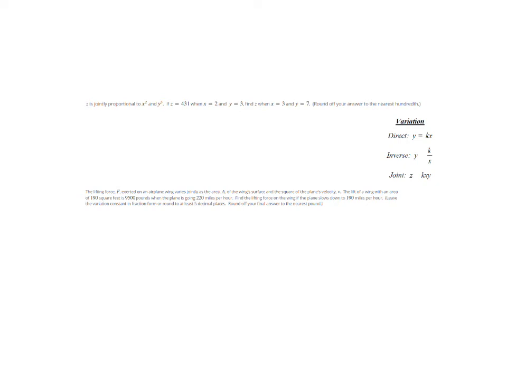Let's see what we've got. It says z is jointly proportional. So if it uses that word joint, boom, you know you're in joint variation. Jointly proportional, so that tells me what I'm going to multiply k by, to x squared and y cubed. There's my formula. Now they're going to give you the information to figure out k for this problem. If z is 431, when x is 2, and y is 3.